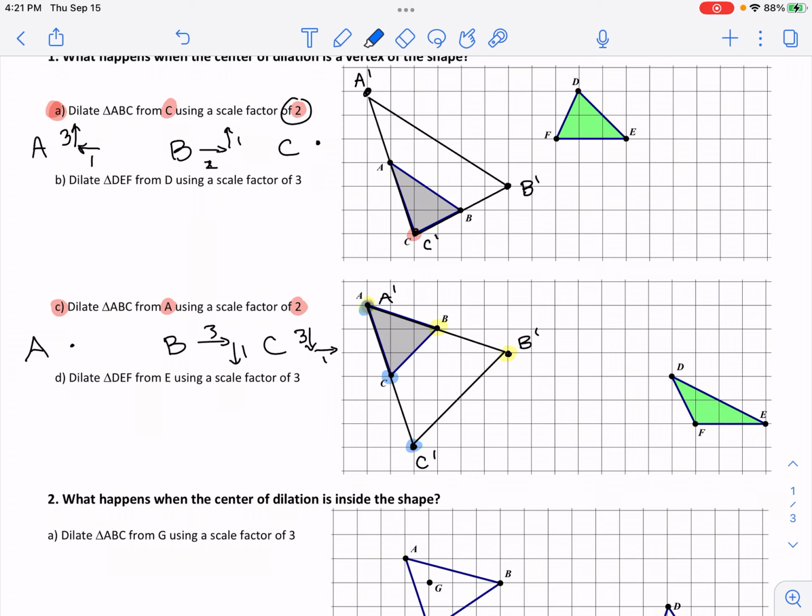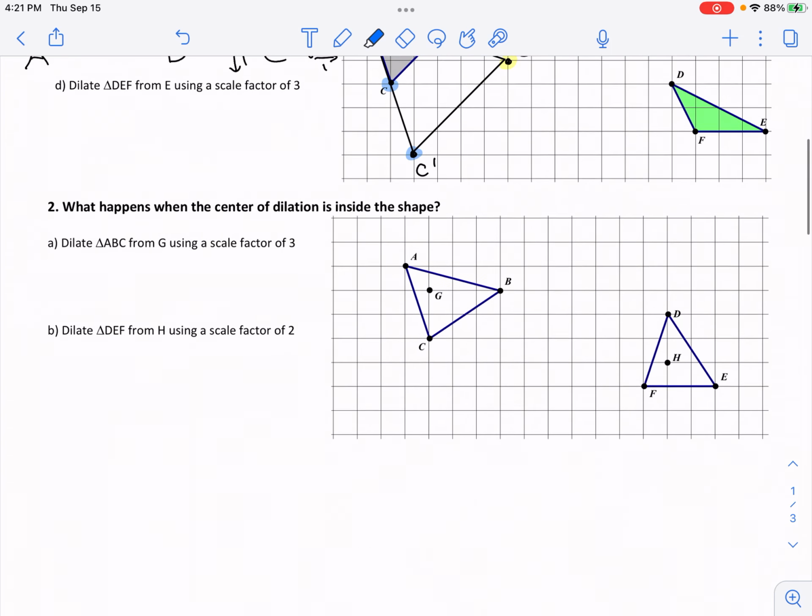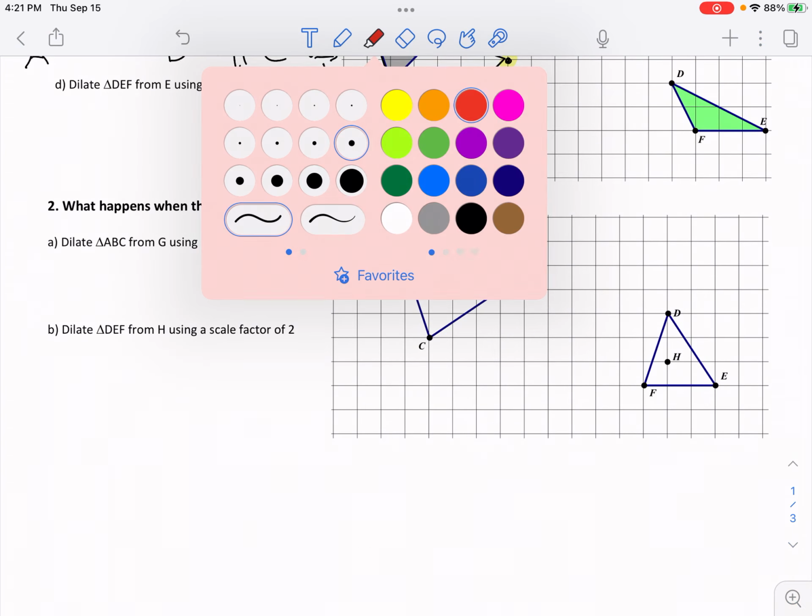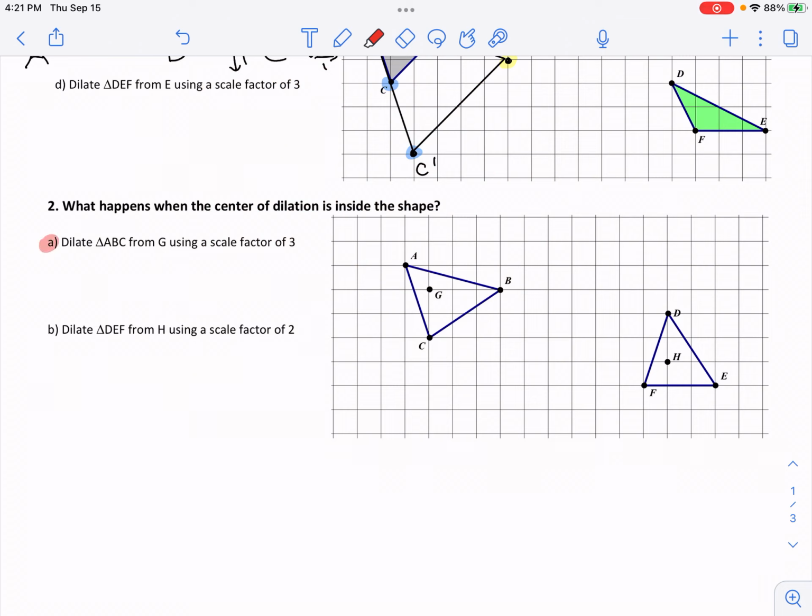Now, for the next one, number 2, we're going to go over number 2A. I'll have you do number 2B. But now the question is, what happens when the center of dilation is inside the shape? We have G here. That is our center of dilation, and our scale factor is 3. And I'll highlight that here. It's still the same thing, right? We don't have a point that's exclusively on the shape. But let's look at every part here, and we're just going to identify the path.